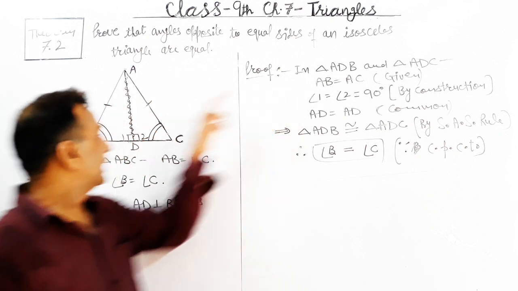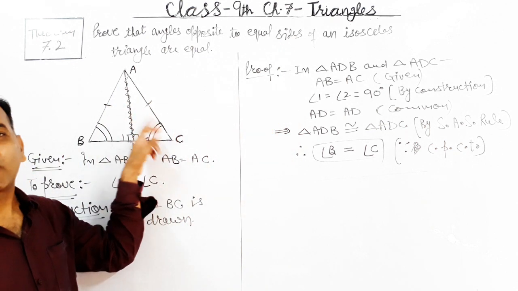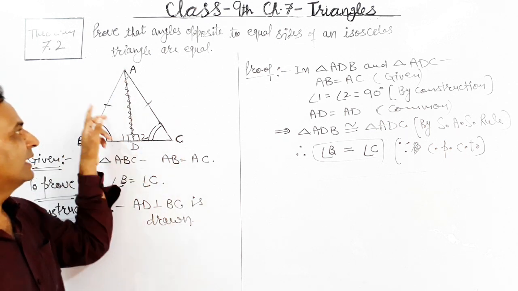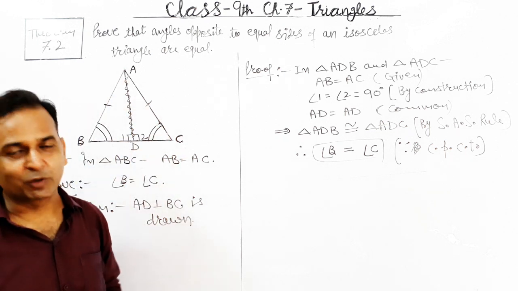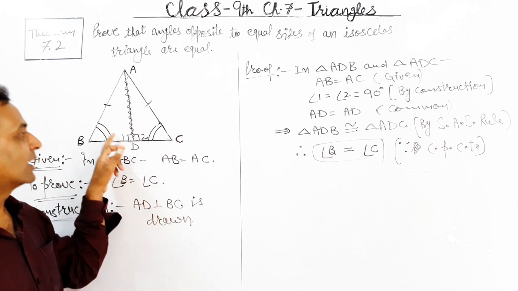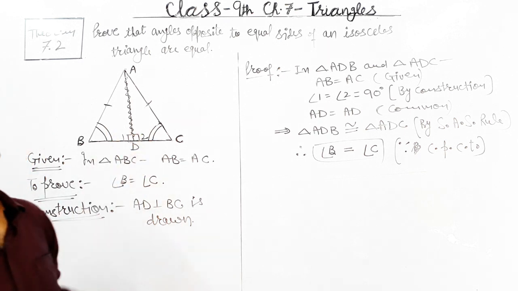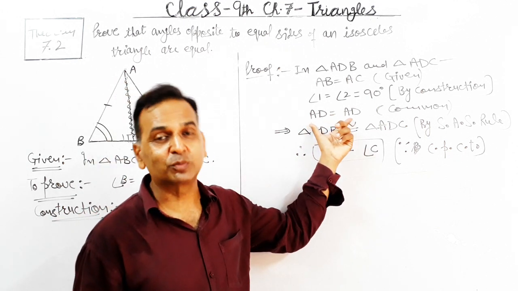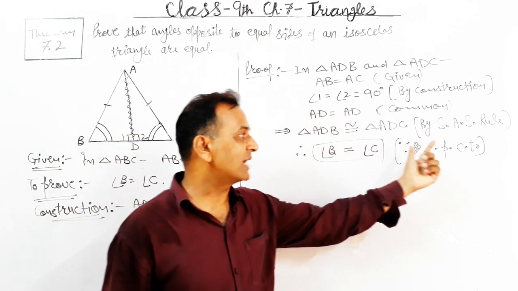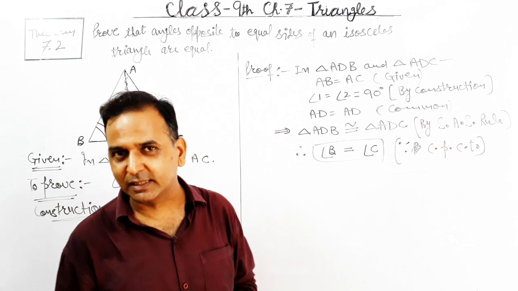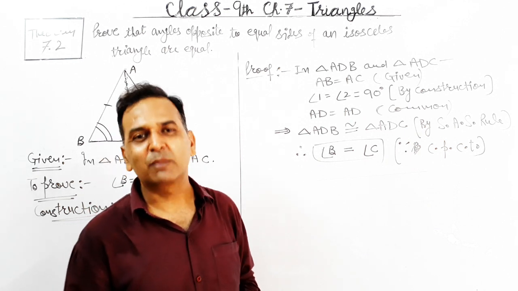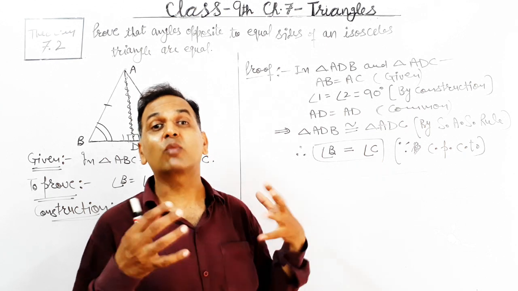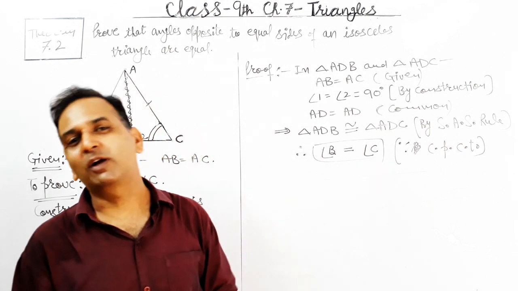Proof. In the proof, we have compared the corresponding parts of these two triangles. In triangle ADB and triangle ADC, AB equals AC. It is given because it is an isosceles triangle. Angle 1 equals angle 2, each 90 degrees by construction, and AD equals AD because it is the common side of these two triangles. So by using the SAS congruence criteria, we can say these two triangles are congruent, and by CPCT, their corresponding angles, angle B and angle C, the required two angles, are now equal to each other.